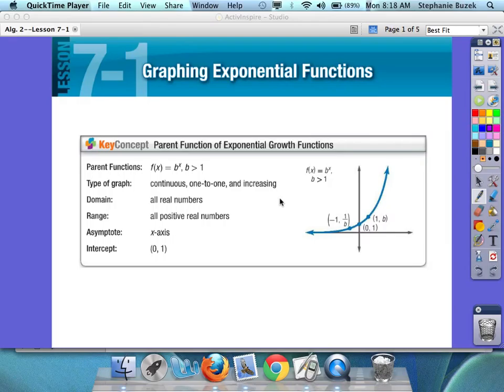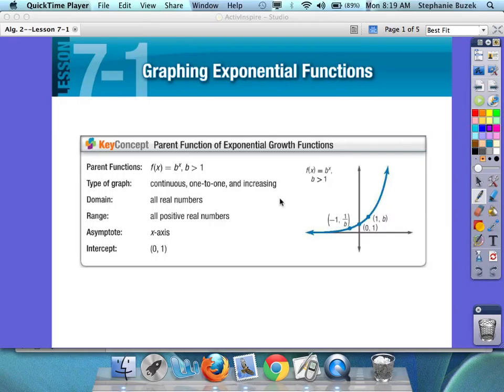And so first of all, a parent function of exponential growth functions basically states if you have f of x equals b to the x, where b is any number bigger than 1. So 2 to the x, 3 to the x, something like that. This is what your graph is going to look like. It is going to get small and then get bigger. Okay, the graph will be continuous.